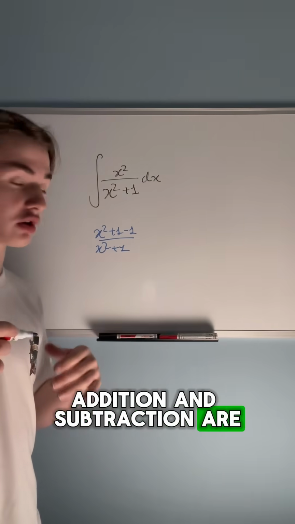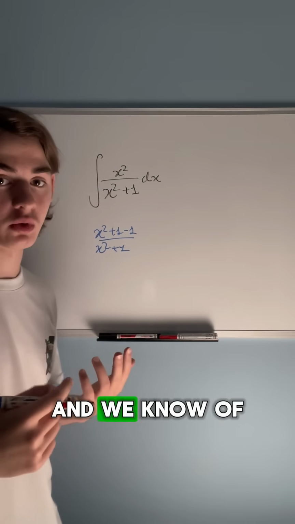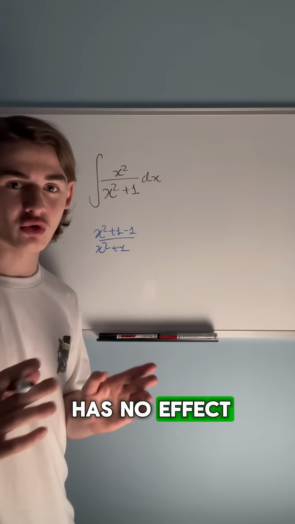Now, all we've done here is nothing, basically, because we've added 1 and subtracted 1. Addition and subtraction are inverses of each other, so it's basically the same as adding 0, and we know, of course, that adding 0 has no effect.